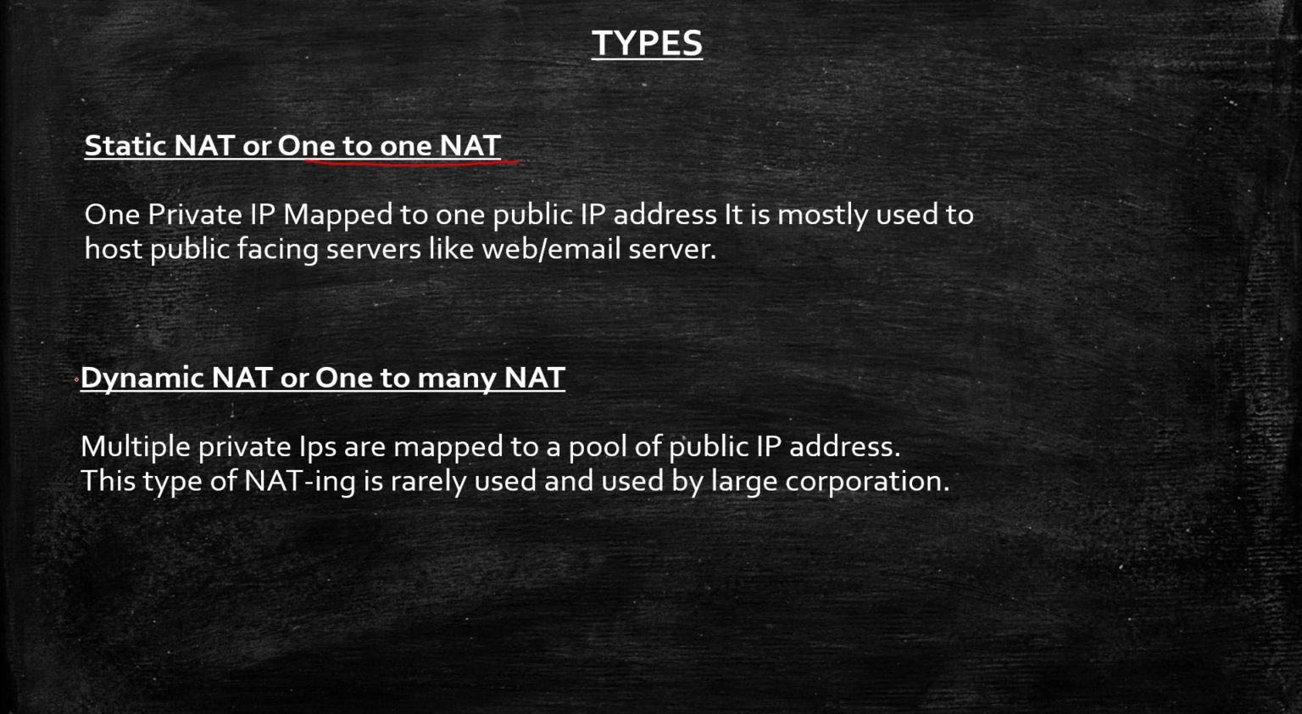Second one is dynamic NAT. Dynamic means one to many. Multiple private IPs are mapped to a pool of public IP addresses. This type of NAT is rarely used and is used by large corporations because they need to convert private IP addresses into a pool of public IP addresses. So multiple private IP addresses are converted to public IP addresses. That's why dynamic NAT is used in big corporations.